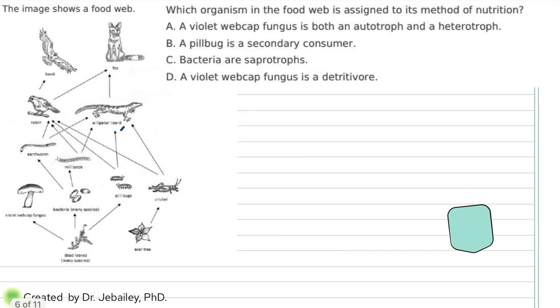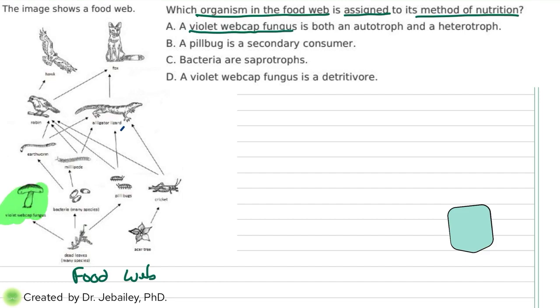Moving to the next question, it says each organism in the food web is assigned to its method of nutrition. So we have here a food web, and you can study this food web looking at the animals and the plants, who's eaten by who. So here we have the violet wetcap fungus. You try to search for it, and you can see that it's right here. We have the pill bug, which is right here. We have bacteria, which is right here. And we have the violet fungus again. So we're going to look at these three. That's what the analysis is about.